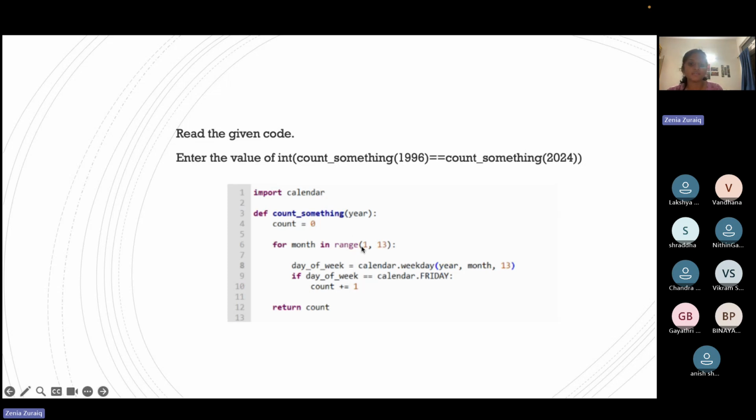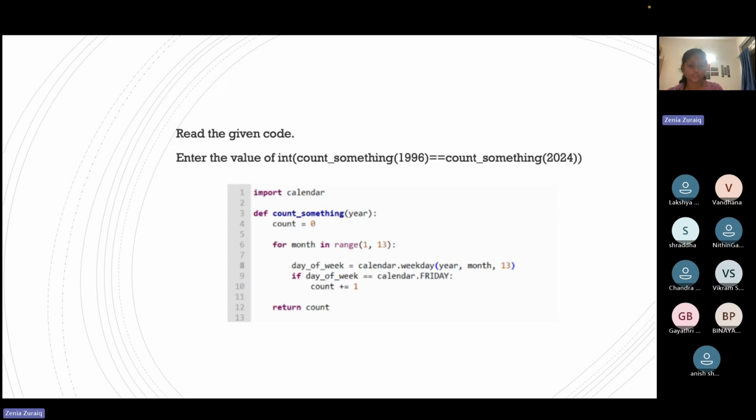Because here you can see 1 to 12, right? Because in range, if you give 13, it doesn't consider 13. So it's checking each month, January to December, how many Friday the 13ths there are in a particular year, not in a particular month.